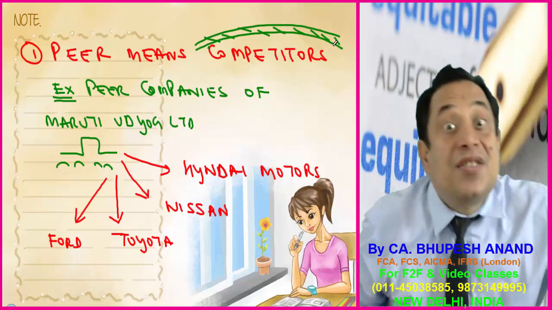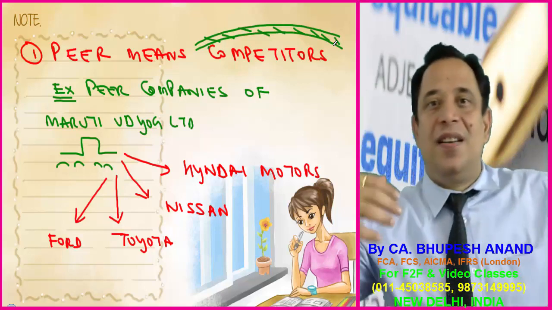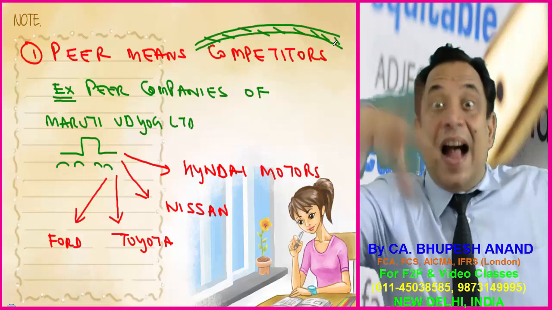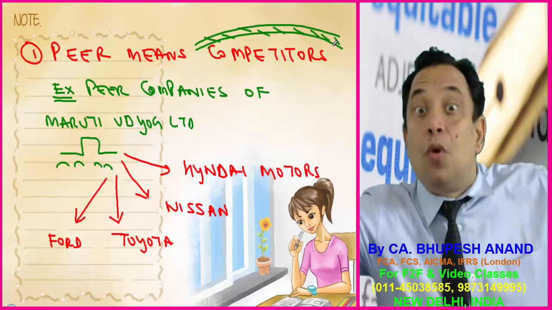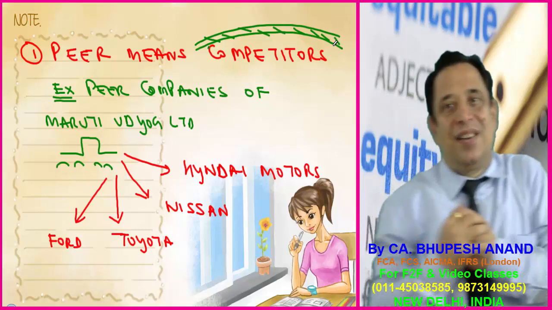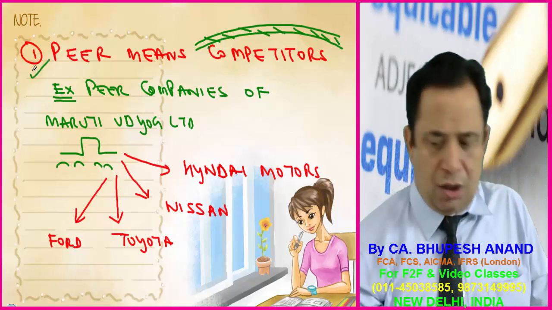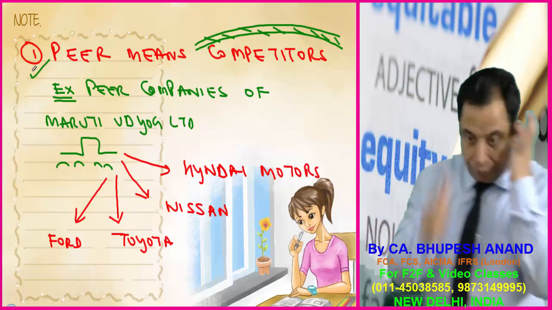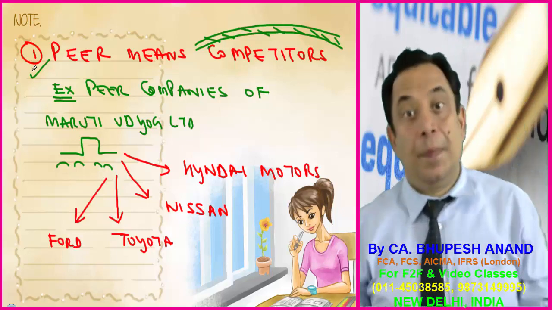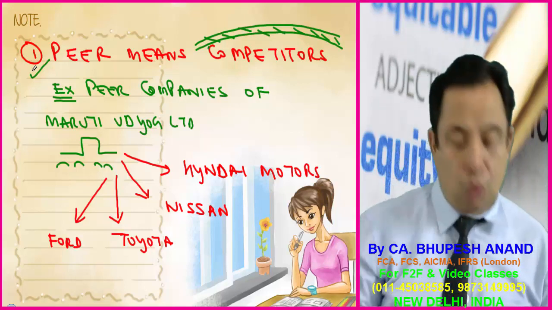So with the help of industry classification, we can compare one peer with another peer. And then on that basis, we can analyze that this company has more risk or that company has more risk. The company having more risk will have more valuation. You're getting my point. So please take out your registers and write down the first point: peer means competitors. Example: peer companies of Maruti Udyog Limited.